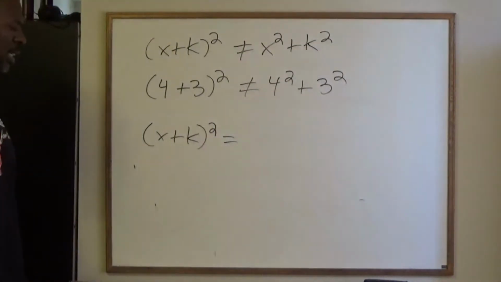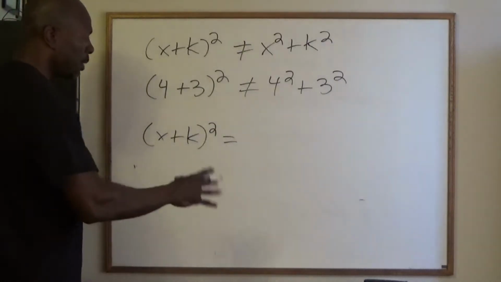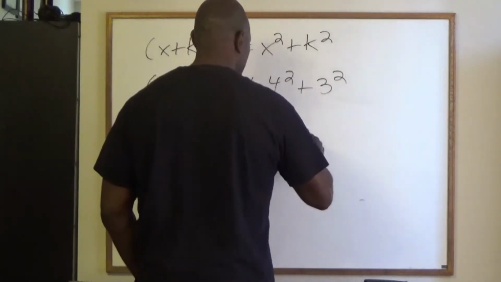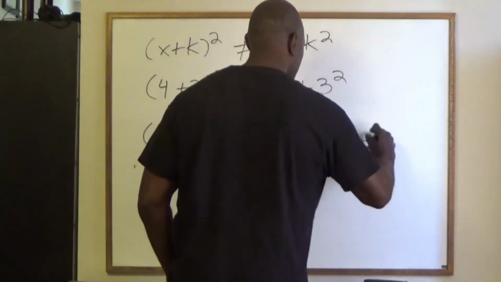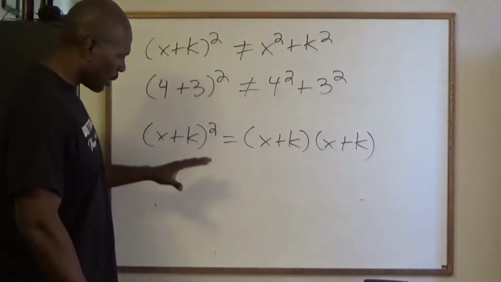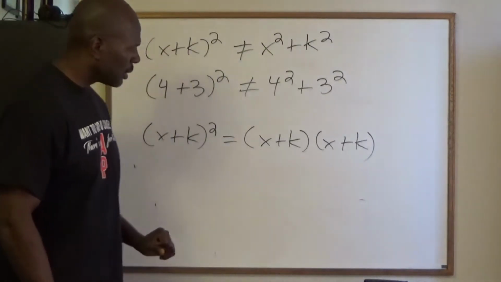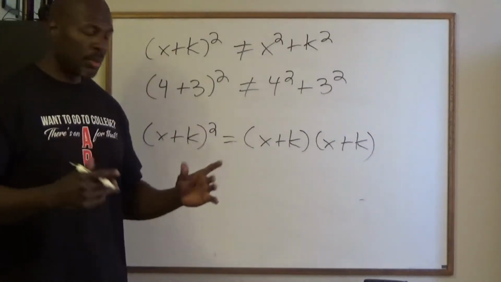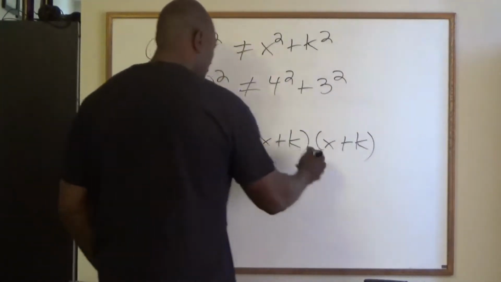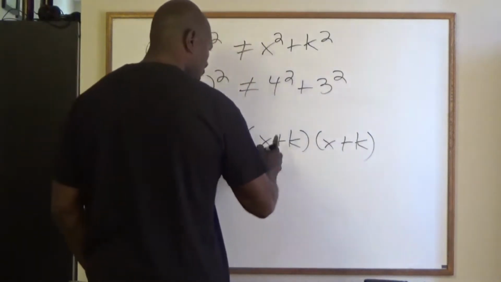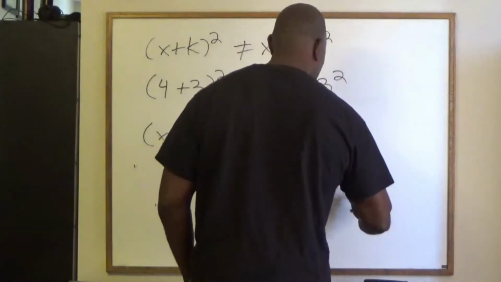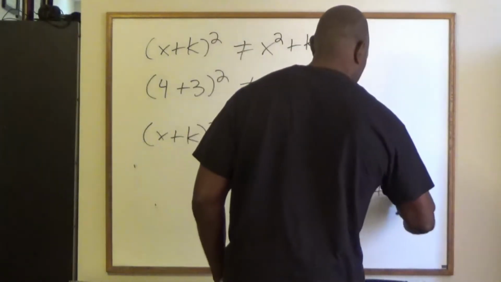The easiest way to understand it is we know when we square something, we multiply something by itself. So x plus k squared is x plus k times x plus k. The type of multiplication here has been called different things, but what you end up doing is just multiplying everything here by everything there. So I multiply x times x, that's x squared, x times k, that's kx, k times x, that's kx, k times k, that's k squared.